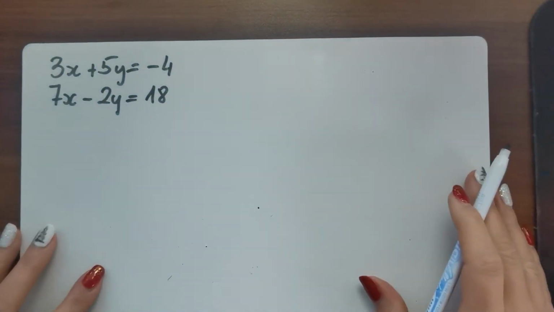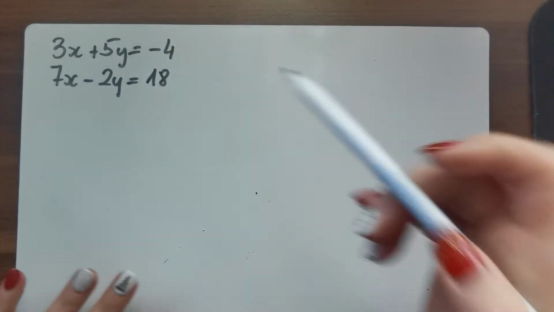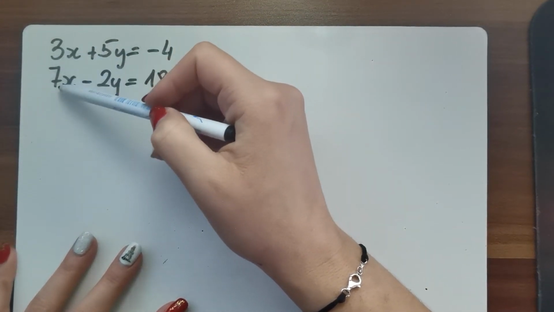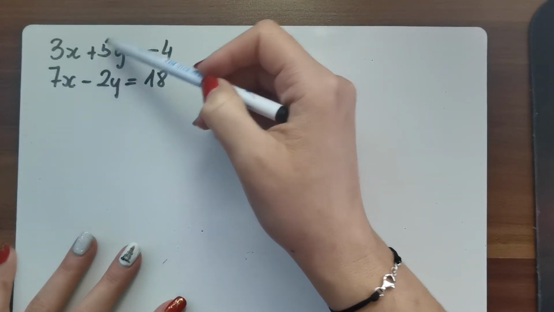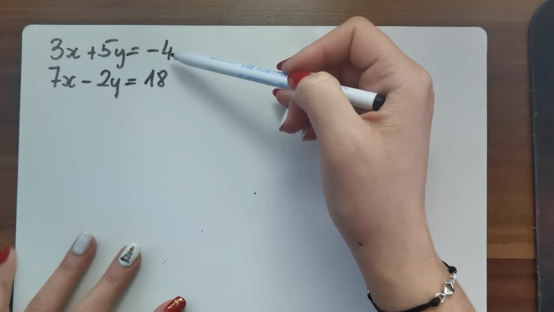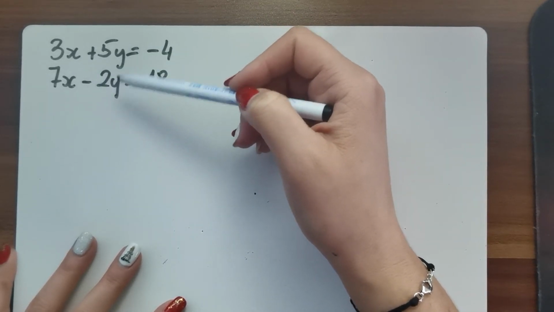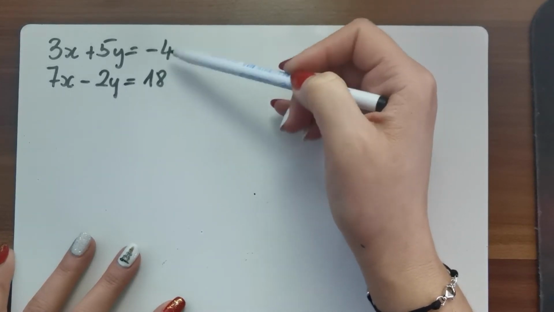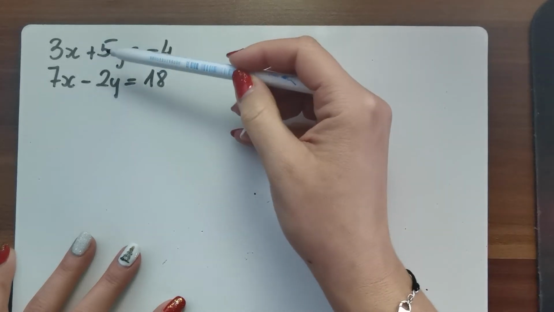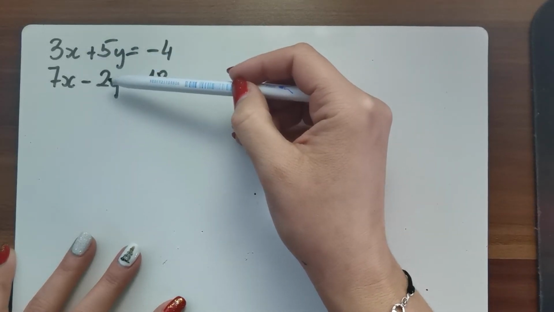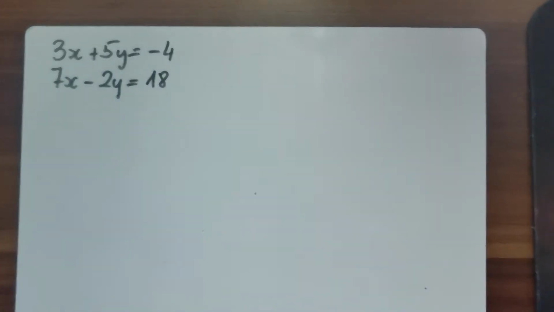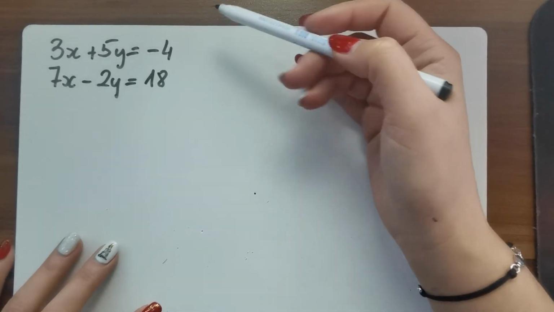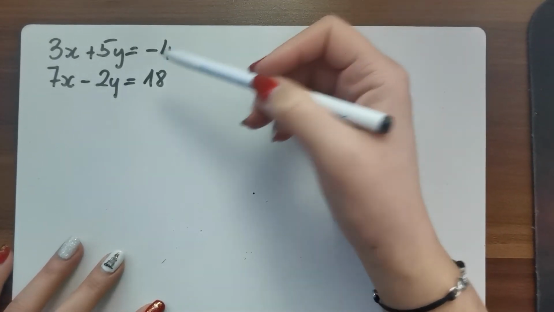The second example I would like to show you is a little bit more difficult, because if you look at the coefficients with our variables, we will have 3 and 7 and 5 and 2. So if we multiply only one equation, we will never get the same coefficients. So we will have to multiply both equations to get the same coefficient. If we look at numbers 5 and 2, the common multiple will be 10.